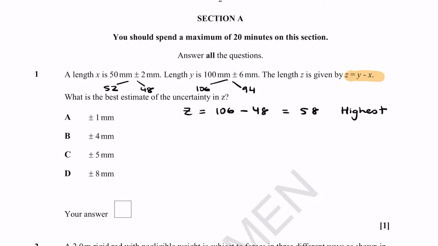And for the lowest value, similarly, we're going to look at the lowest value of y, which is 94. So this is the low. Minus, I'm going to go for 52, as the difference will be the smallest, and that will give me 42 millimeters. Now the uncertainty is given to us as half the range, so it's just going to be half of 58 minus 42, or 16, so that will therefore be D.